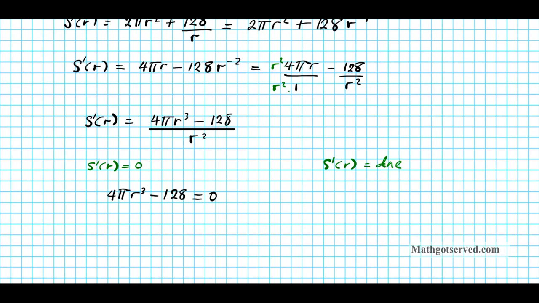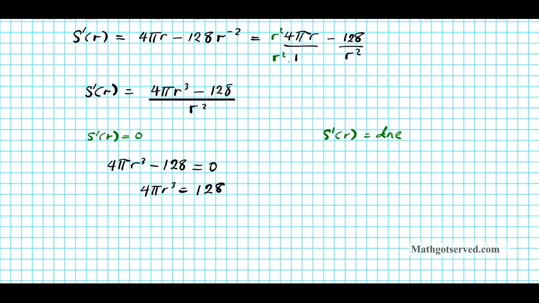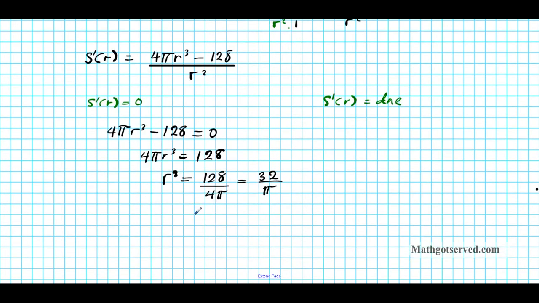Now if I move 128 to the other side, I have 4 pi r cubed is equal to 128. Divide both sides by 4 pi, and we'll have r to the third is 128 over 4 pi. And if you divide top and bottom by 4, this will give you 32 over pi. And then when you take the cube root, you're going to end up with r is equal to the cube root of 32 over pi.